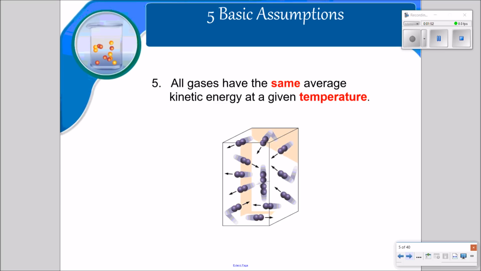And number 5, all gases are going to have the same average kinetic energy at any given temperature. So kinetic energy and temperature. Temperature is essentially how we measure kinetic energy. If you have a given temperature, all gases will have the same kinetic energy for that specific temperature.